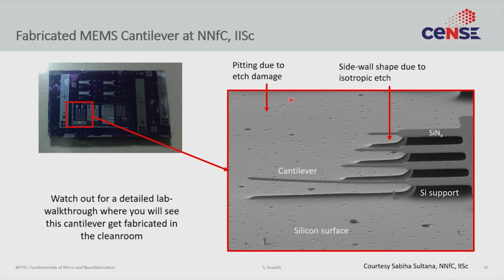Finally, you see some pitting damage during etching. So we are doing dry etching, so we are sort of bombarding the surface a little bit, and that can cause some amount of damage. For MEMS devices, this damage is not very severe, so it's not a big issue.